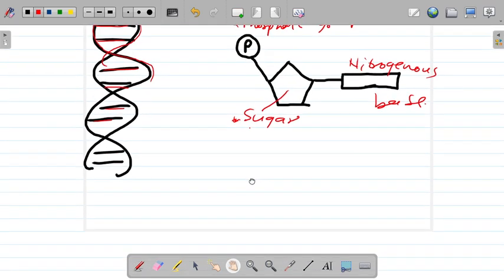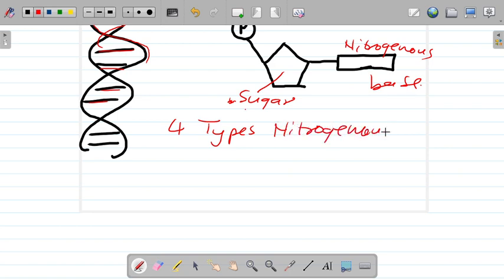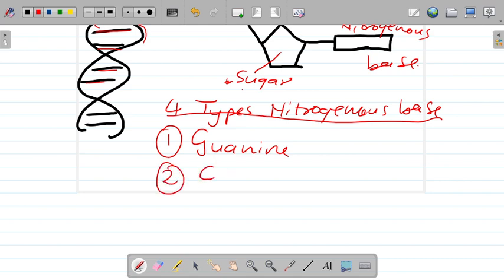Remember nitrogenous base, now let's go in detail. There are four types of nitrogenous base. Number one we call guanine. Number two is cytosine.